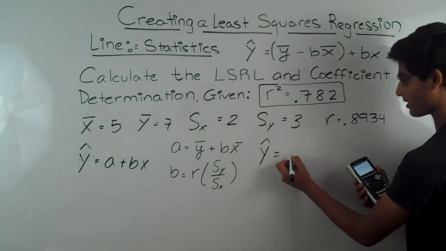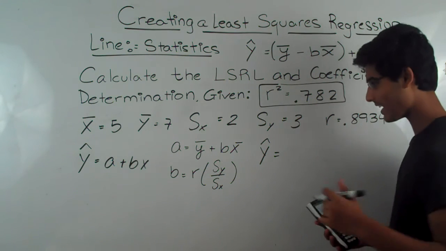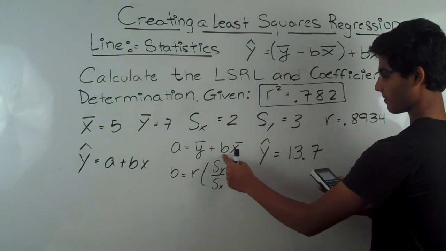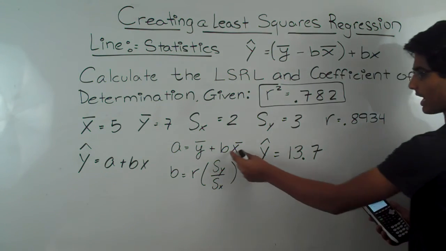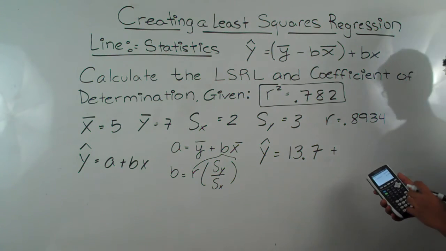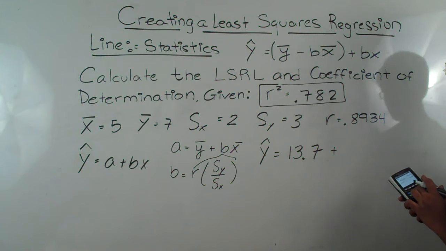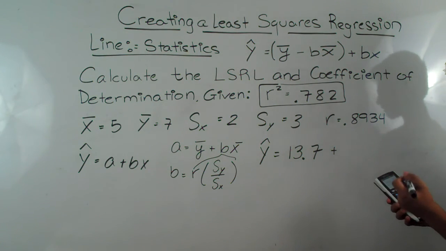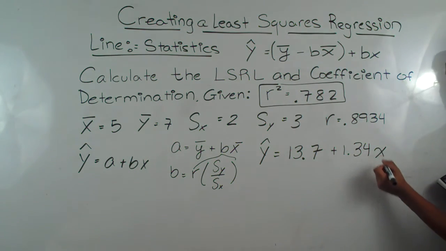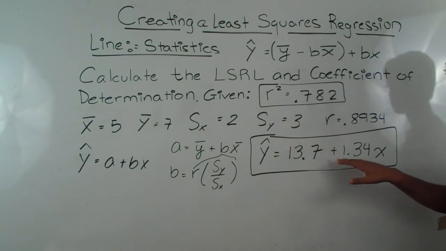And so this gives us 13.7. Or sorry, we get a is equal to 13.7. So it's 7 plus this value here, which we put in the calculator, times 5, which is x bar. And b we know is just this thing here. Now we have plus bx, so b, let's put that into the calculator, is just 0.8934 times 3 halves, which is equal to 1.34 multiplied with x. So the answer to this problem is y hat is equal to 13.7 plus 1.34x.